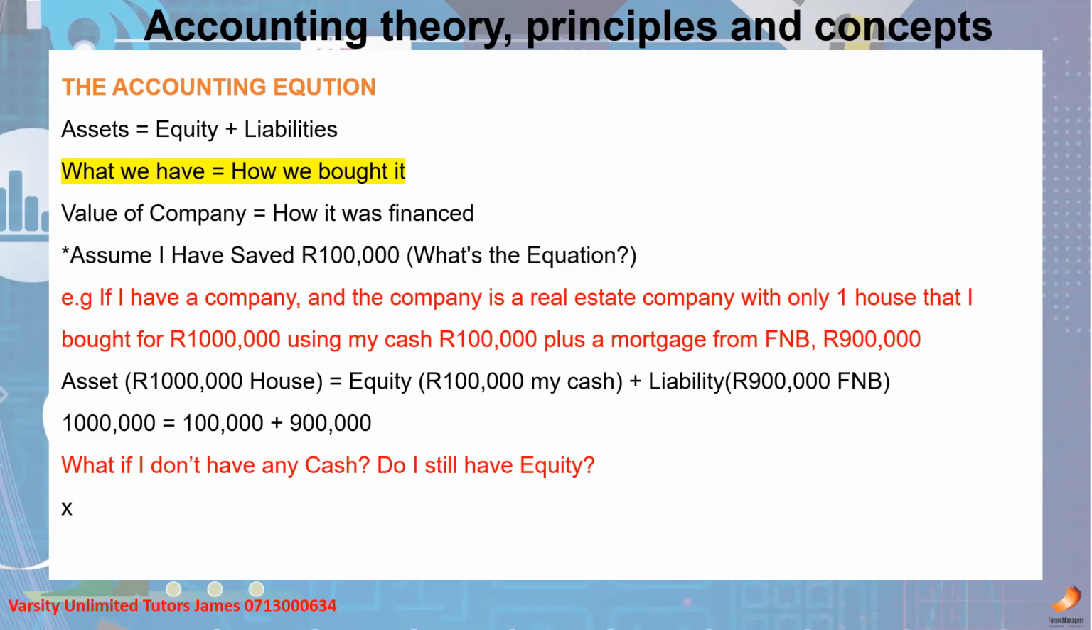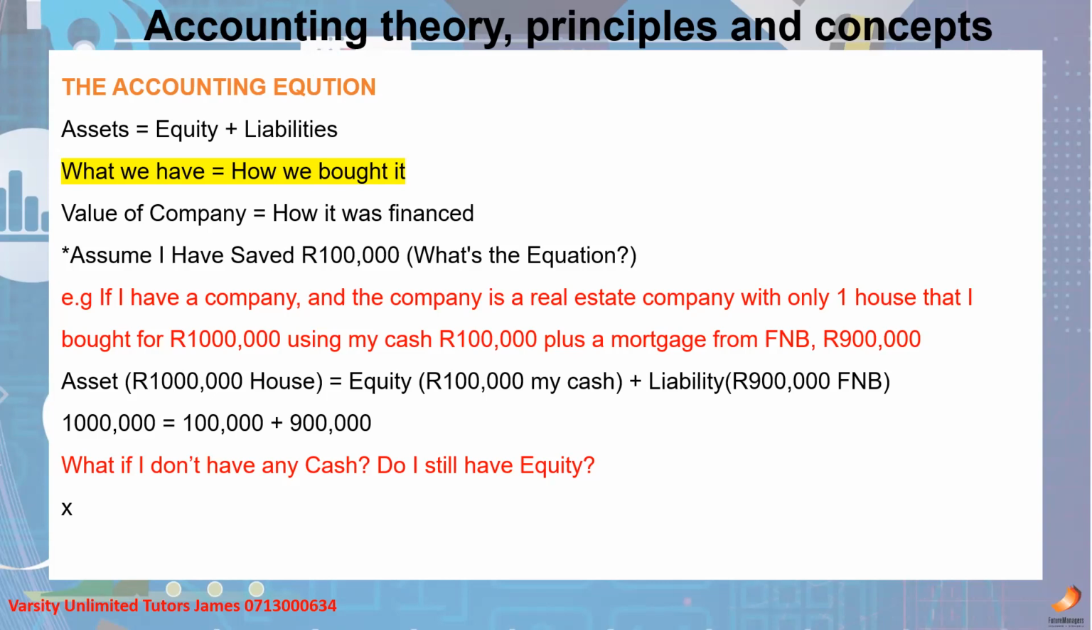So what are the assets? Assets are what we have. Remember, economic resources that the company owns, those are the assets, is equal to what? How did we buy those assets? Did we use our own money, which is equity, or did we borrow money from the banks, which is liabilities? So assets are always equal to how did we buy the assets? If we bought the assets using our own money, then assets is equal to equity. If we bought the assets using creditors, if we borrowed money, then assets is equal to liabilities.